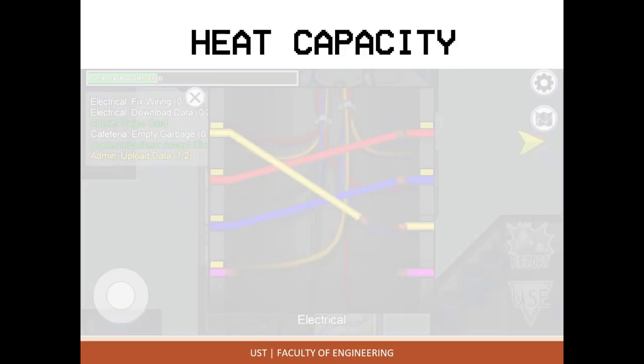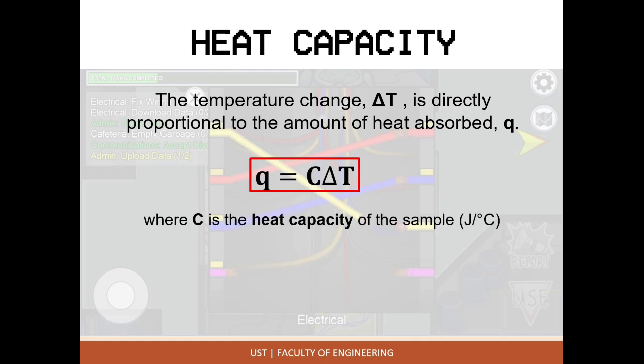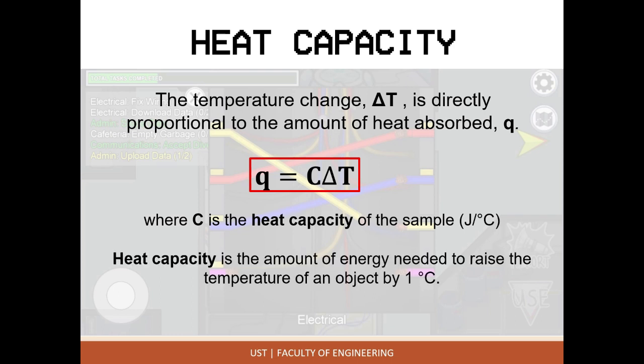The amount of heat absorbed or released by an object can be determined from the change of temperature because the temperature change, delta T, is directly proportional to the amount of heat absorbed, Q, given by the equation Q equals C delta T, where C is the heat capacity of the sample, usually in joules per degree Celsius. This quantity is the amount of energy needed to raise the temperature of an object by 1 degree Celsius.